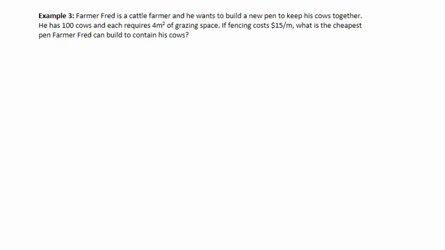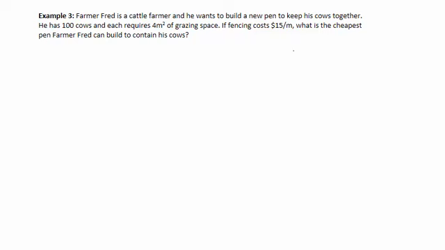Our final example is an application question. Farmer Fred is a cattle farmer and he wants to build a new pen to keep his cows together. He has 100 cows and each cow requires 4 meters squared of grazing space. If fencing costs $15 per meter, what is the cheapest pen Farmer Fred can build to contain his cows?